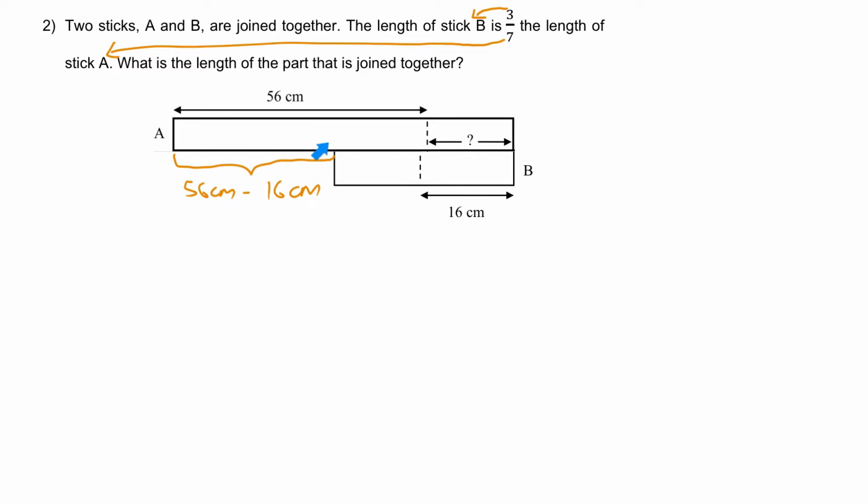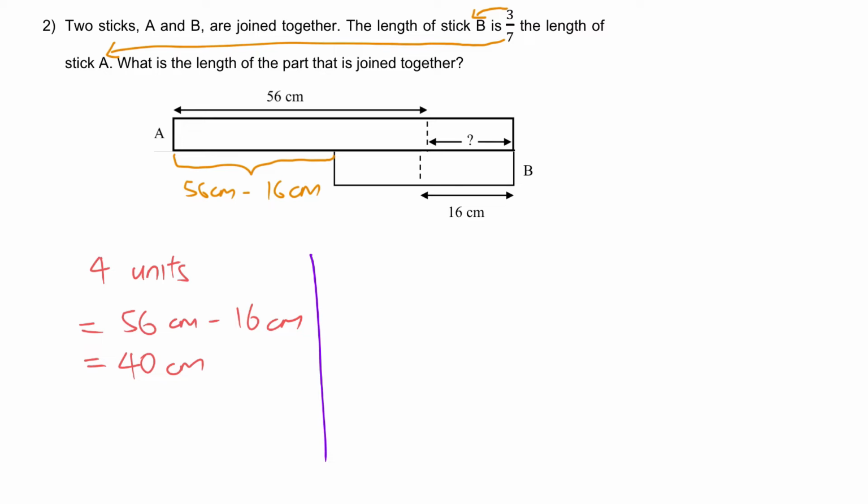And what is this gap here? This gap is the difference between A and B. What is the difference between A and B? 4 units. Therefore, the first step, 4 units is equal to 56 centimeters minus 16 to give us 40. What is 1 unit? 40 centimeter divided by 4 to give us 10.